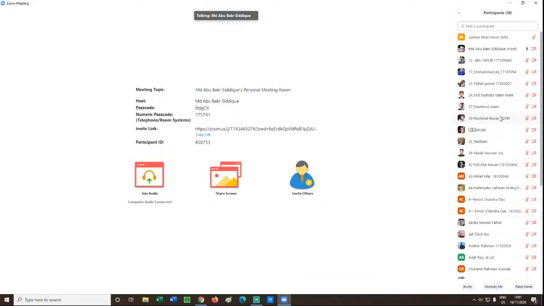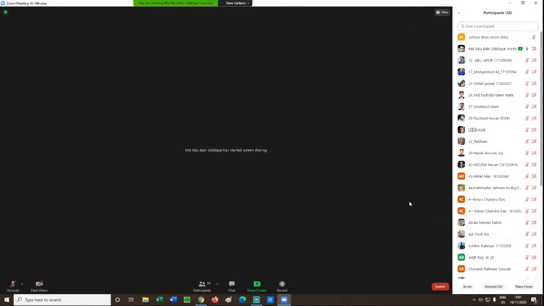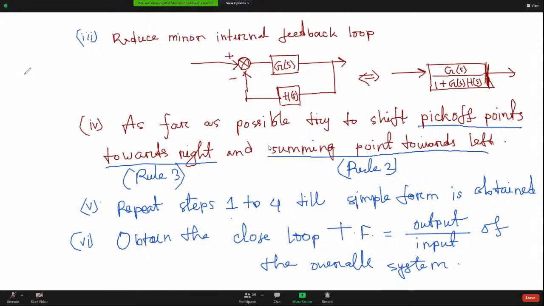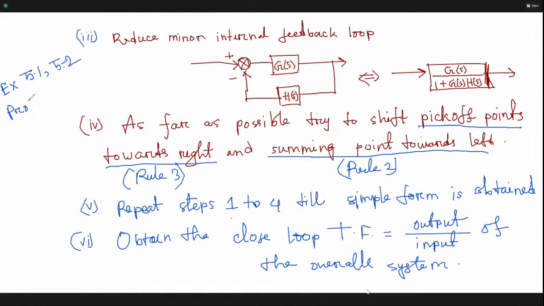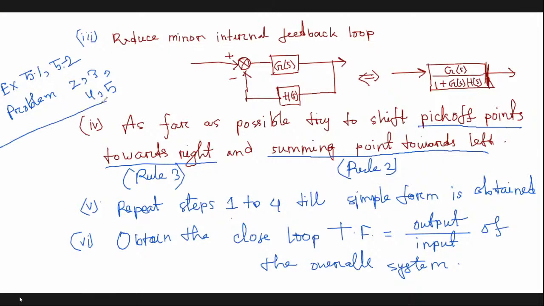So we have already discussed all the concepts. You are very well equipped to solve all the problems. And the examples, I told you to solve example 5.1, example 5.2. Then problems 2, 3, 4, 5 are to be solved.